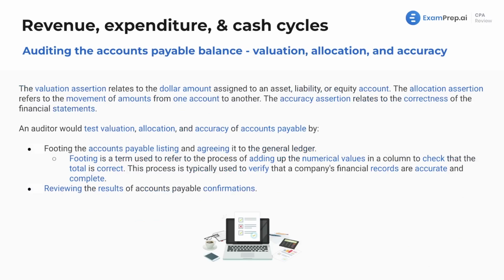Let's talk about valuation, allocation, and accuracy. Moving on here, the valuation assertion relates to the dollar amount assigned to an asset, liability, or equity account. Reiterating here, also as we go through these slides, I would definitely make sure that you remind yourself what these are. Like I said, memorize them. An auditor would test this by what would they do? They would foot the accounts payable listing and agree it to the general ledger.